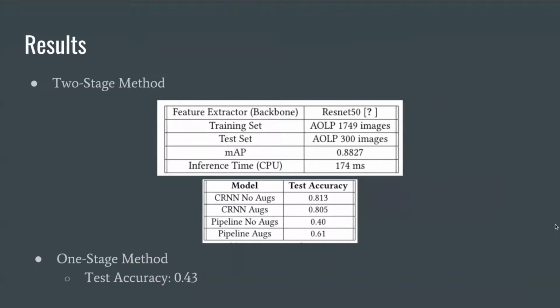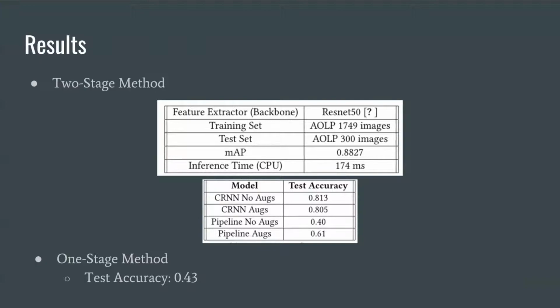So the results are as follows. We were able to get an 88% precision on RetinaNet for license plate detection. The inference time on my CPU, which is a 15-inch MacBook Pro, was 174 milliseconds. And this was using the AOLP dataset. And they actually gave the inverse train test split.